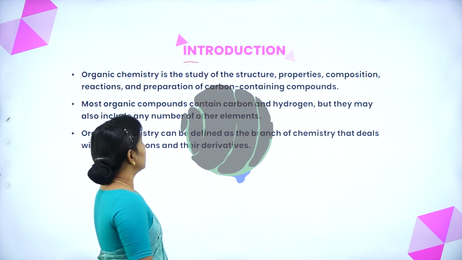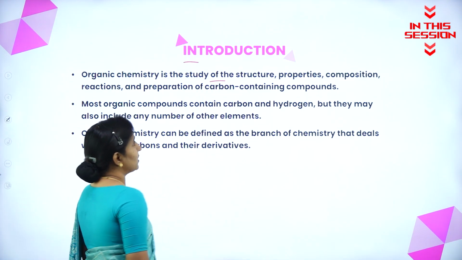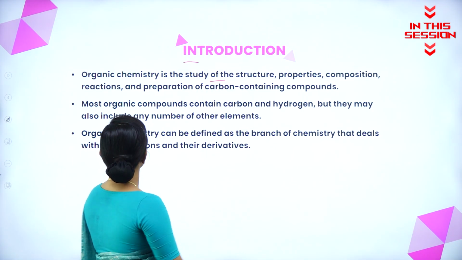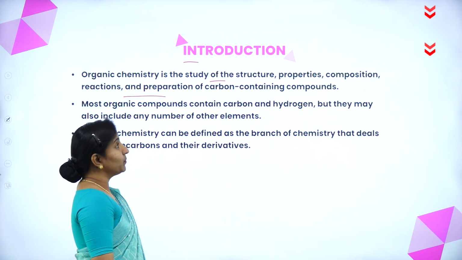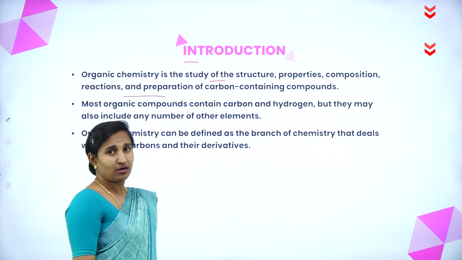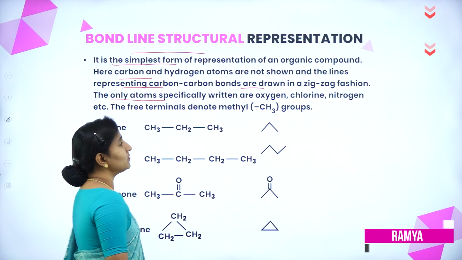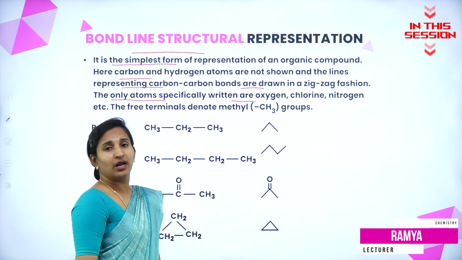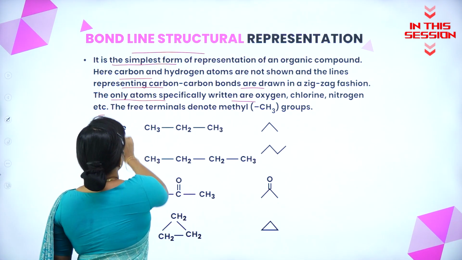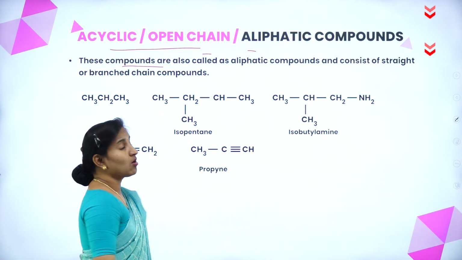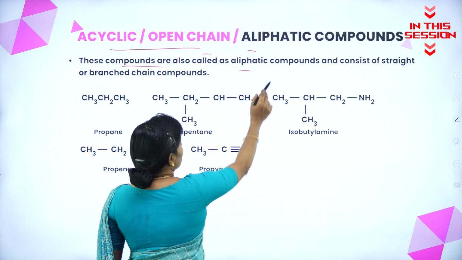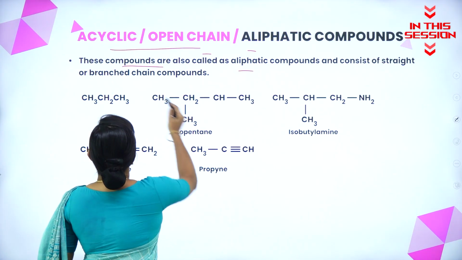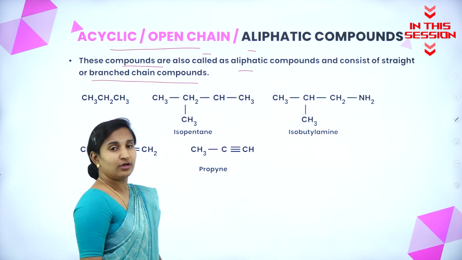Organic chemistry is the study of structure and properties, composition, reaction, and the preparation of carbon-containing compounds. The only atoms specified are oxygen, chlorine, nitrogen, etc. These compounds are also called aliphatic compounds. They consist of a straight or branched chain of the compound.